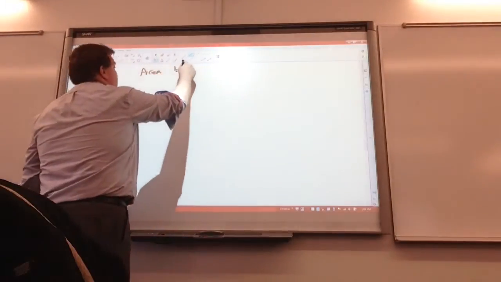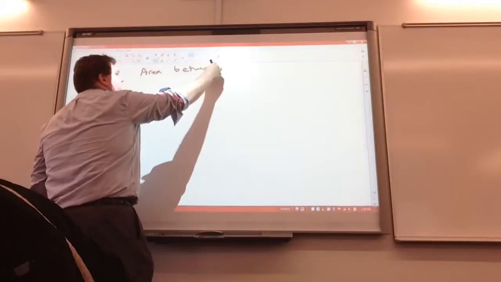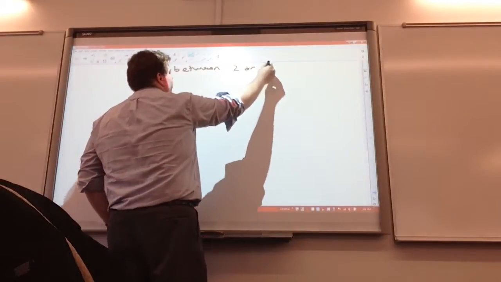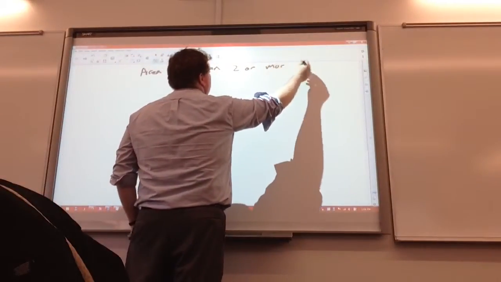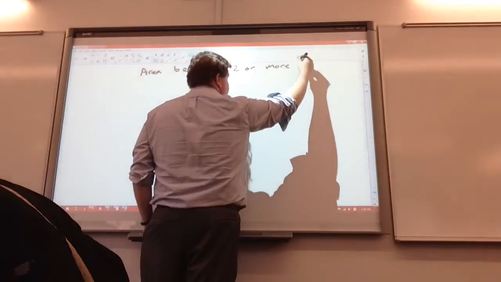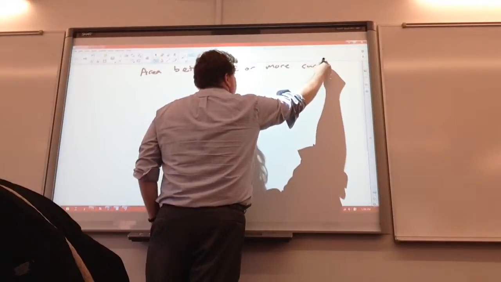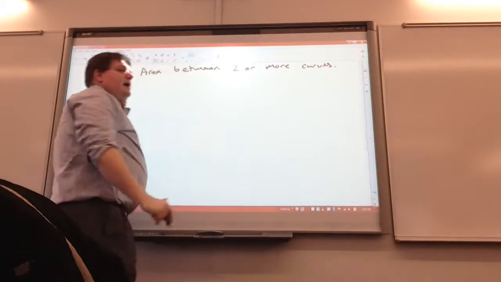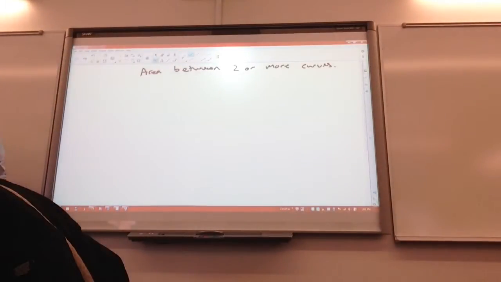The area between two or more curves. Okay? So basically, we're doing the same thing we did before, except instead of doing it for just one curve, where we're doing the area between the function and the x-axis, we're going to do it between two functions instead. Okay? And figure out the area between.